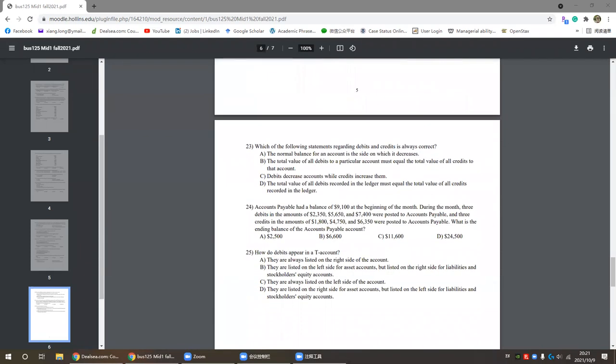Okay, and question 23. It asks you which of the following statements regarding debit and credit is always correct. So it asks you which one is correct.